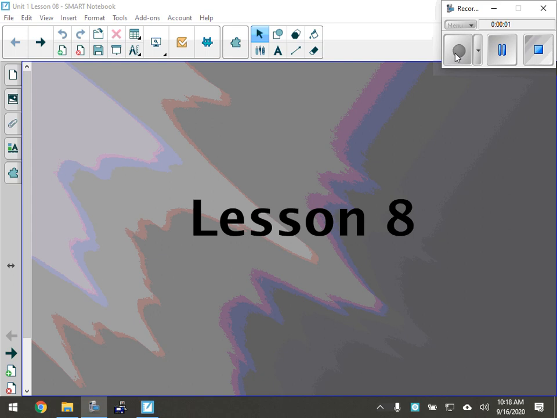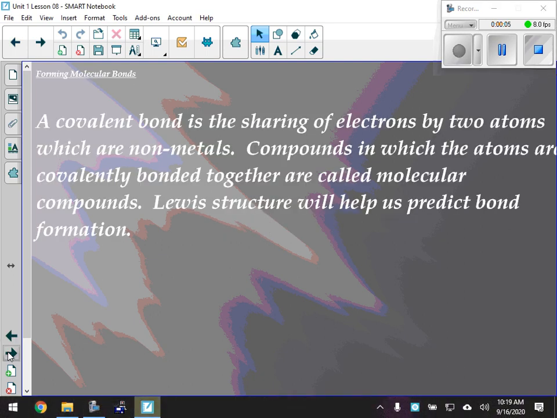Like I said, we're going to do a little bit of review from yesterday here, and I'll record this part. But lesson 8, just remember covalent bond, of course, we're sharing electrons between two or more atoms. They're covalently bonded together, and we use Lewis structures, of course, to represent that.